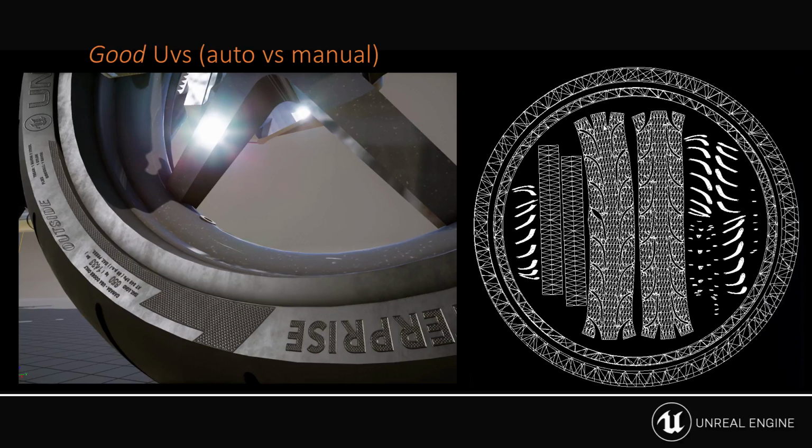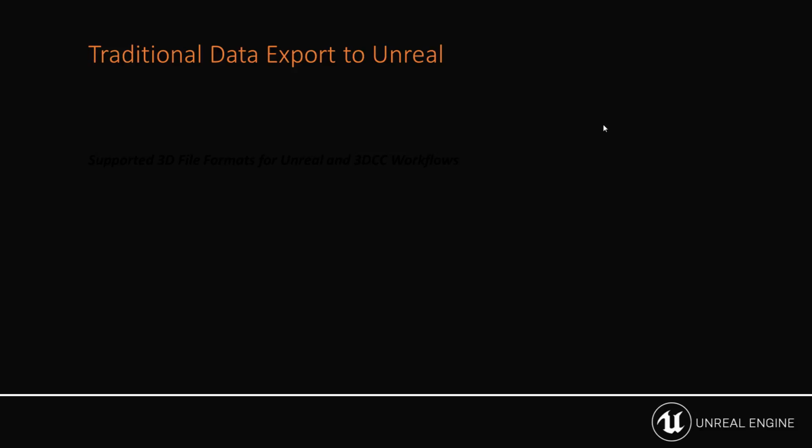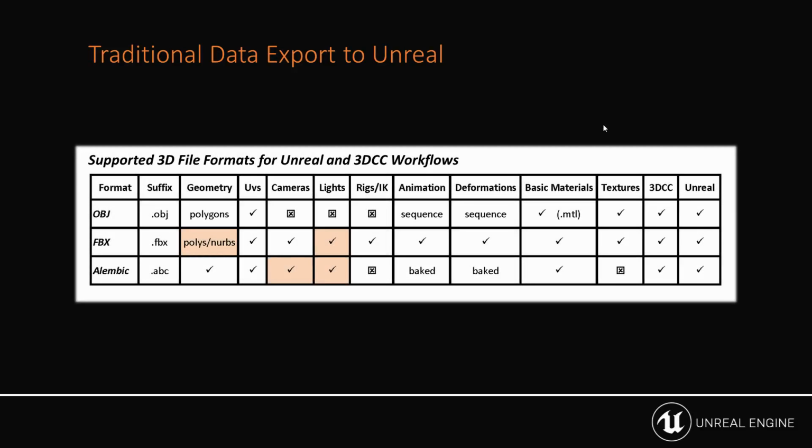So, traditional data export to Unreal. This is a nice little chart that I've put together just to look at supported 3D file formats for Unreal and 3D content creation workflows. Typically you'll see things like OBJ. Now OBJ has been around a long time. It simply stores polygons and also UVs, but that's about it.